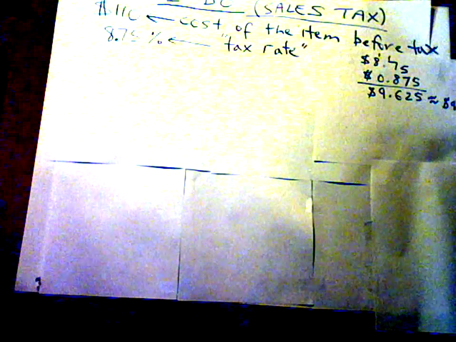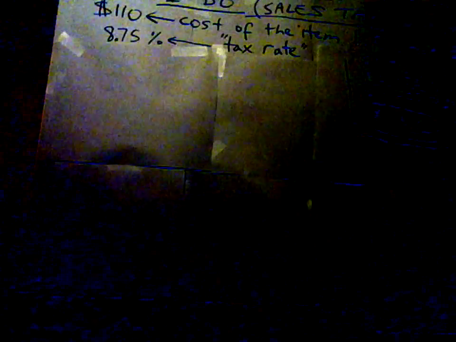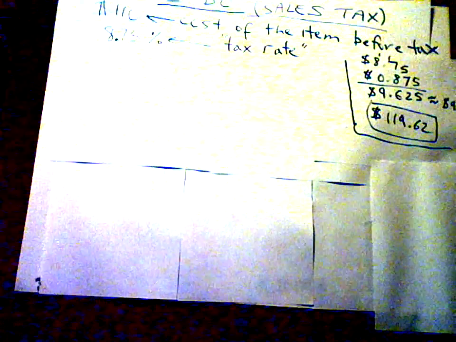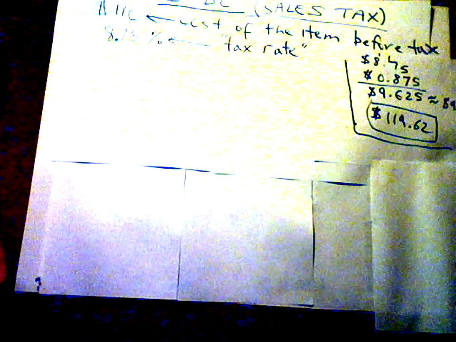Now, this is my prediction. So I know that if I spend $110, I have to spend another $9.62. So I can add 9.62 to 110, and I know that I'm going to be spending $119.62. But since you have not been doing math for over 30 years like Mr. Wellington, we might want to use the percent proportion.